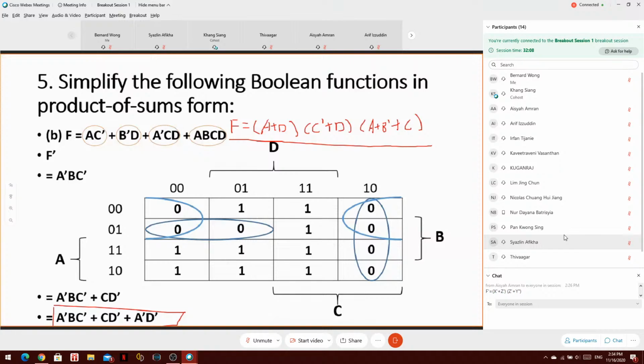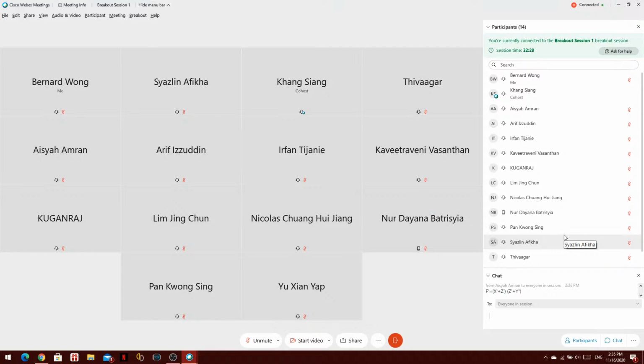Any problem with this question 2B? No, then go to question 3. Okay, question 3. Yeah, Tan Gong Sing.